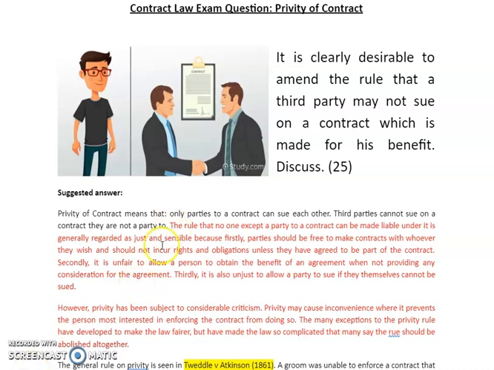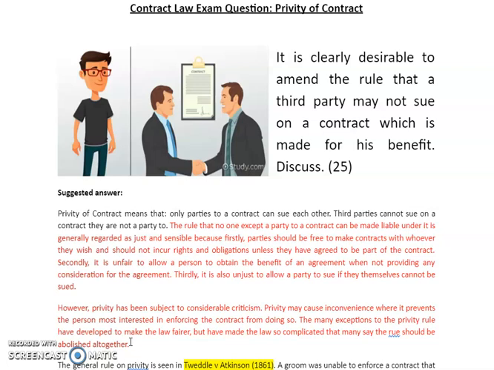So I've started with some positives. I'm now looking at a disadvantage of the rule. So, however, privity has been subject to considerable criticism, and this is referring back to the question here, which is wanting us to discuss that we should perhaps get rid of the rule. So it has been subject to considerable criticism. It may cause inconvenience where it prevents the person most interested in enforcing the contract from doing so.